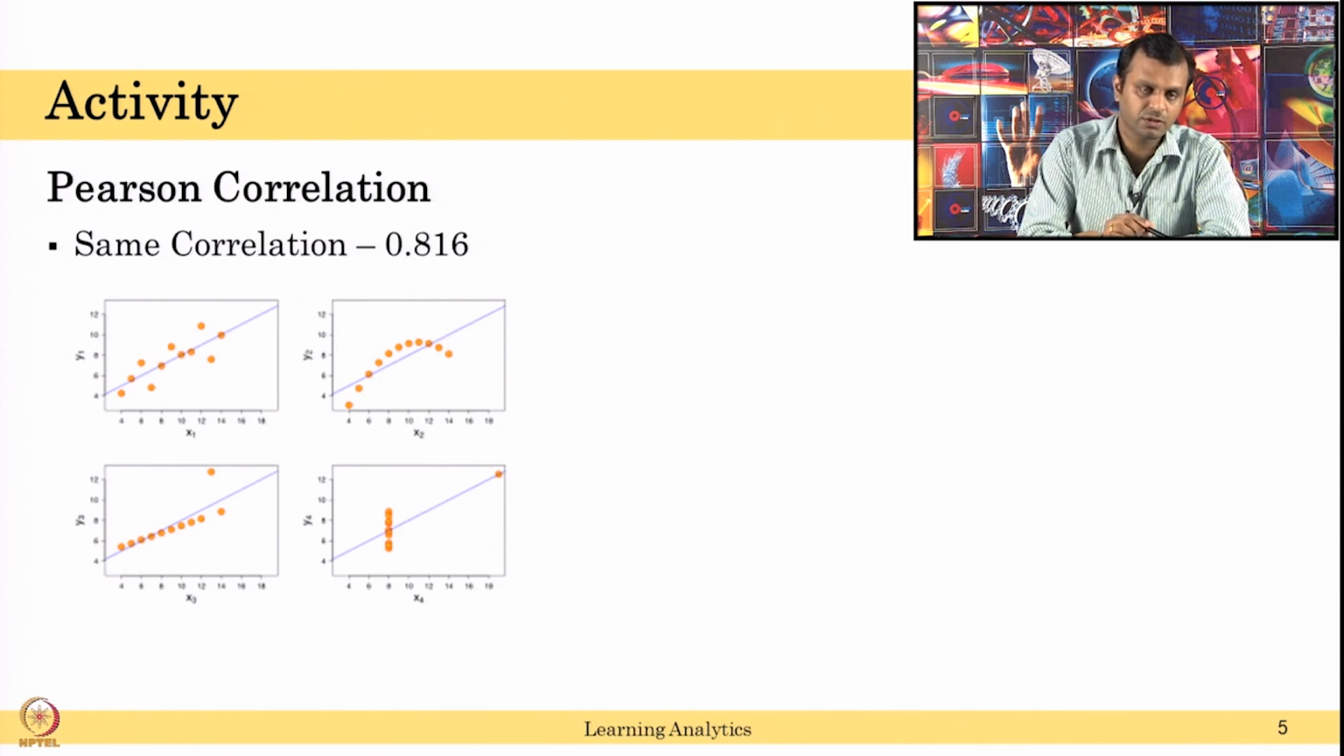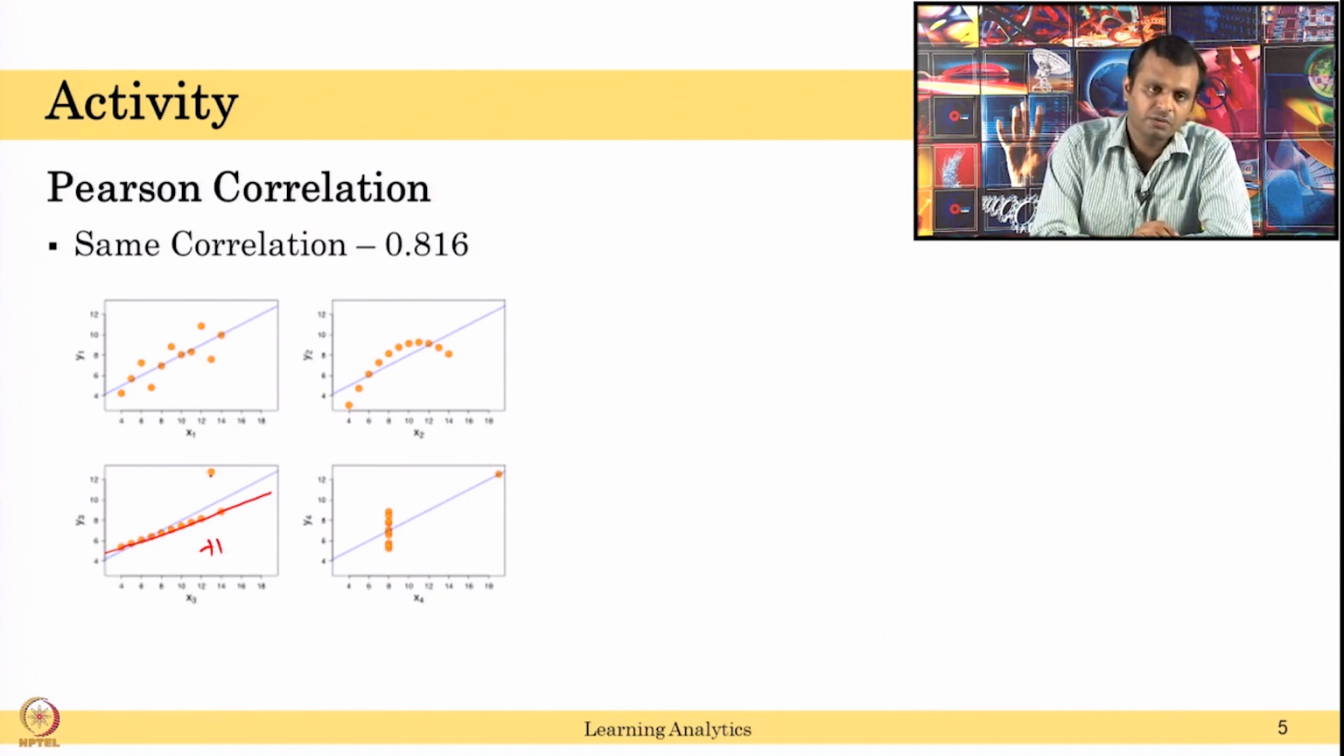A good correlation coefficient should be able to identify non-linearity also, but unfortunately there is no metric which identifies this kind of non-linear relationship very accurately. Here, if you remove this particular point, the points will fall on an exact line with a positive correlation of one. Because of one outlier, only one outlier, the value is lower, 0.816. So, the Pearson correlation coefficient is sensitive to outliers.